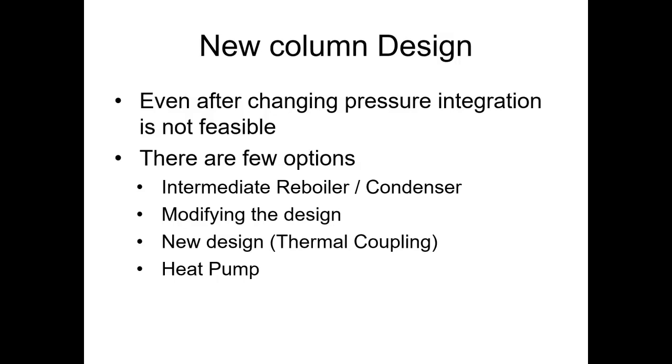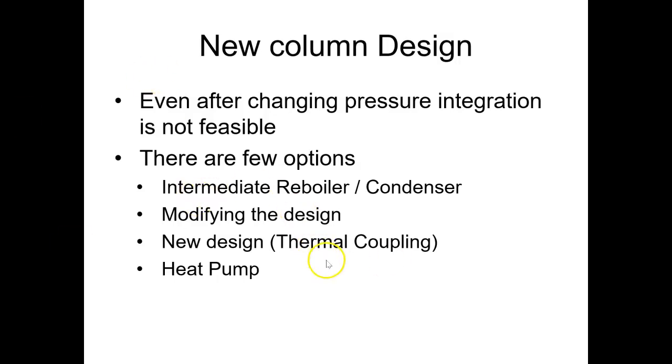Naturally, all these options would require one to invest some amount of money, at least a moderate to higher amount, when you want to go with or suggest a new column design. So there are a few options available to us. We can use an intermediate reboiler or condenser. We will discuss as we proceed further. When we use an intermediate reboiler or condenser, we may modify the design in order to save energy. We may come up with a completely new design, maybe for a sequence, and we may come up with heat pumping for the given distillation column. Let us see them one by one.